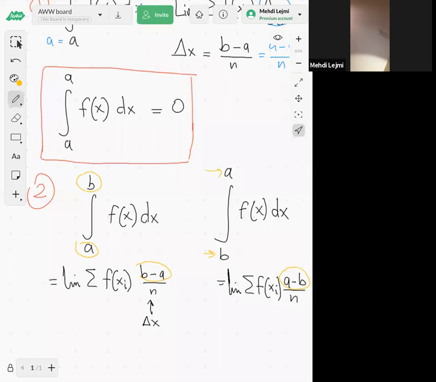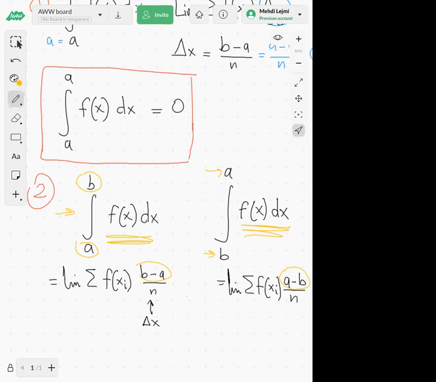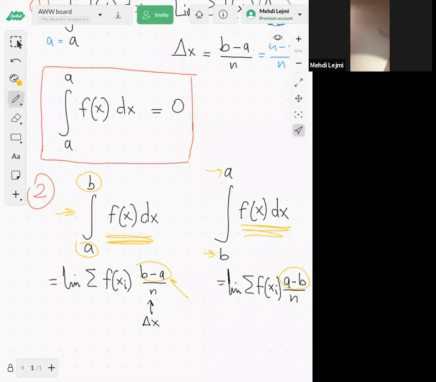Now, what would be the relation between the two integrals? Any guess? What's the relation between the first integral from a to b and the second integral from b to a, the same function, of course? Well, the opposite? The opposite, very good. Absolutely. Because you see this is b minus a and this is a minus b. So a minus b is the opposite of b minus a. So these two things are opposite.